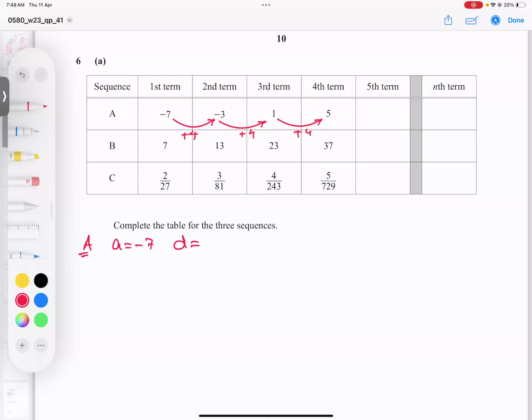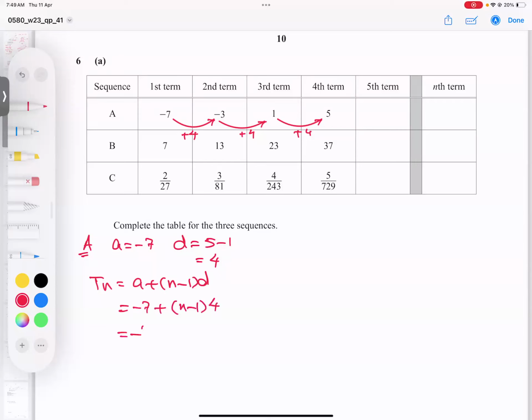And common difference, how to find? Negative 3, subtract that one, or 1 minus this, or 5 minus 1. I feel 5 minus 1 is easy for me, although you can get the same answer in both options. Okay, formula, students: Tn equals a plus (n minus 1) times d. So a comes from here and d comes from here. And the answer is there. So d is 4.